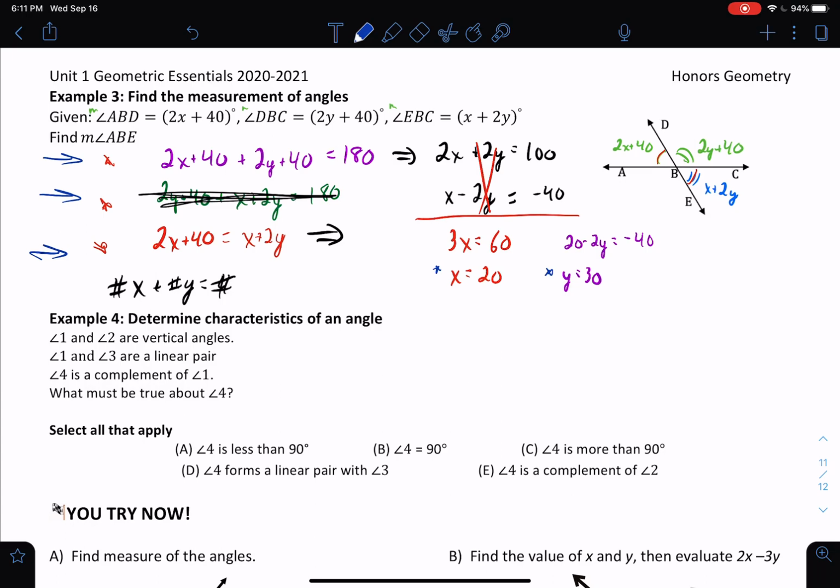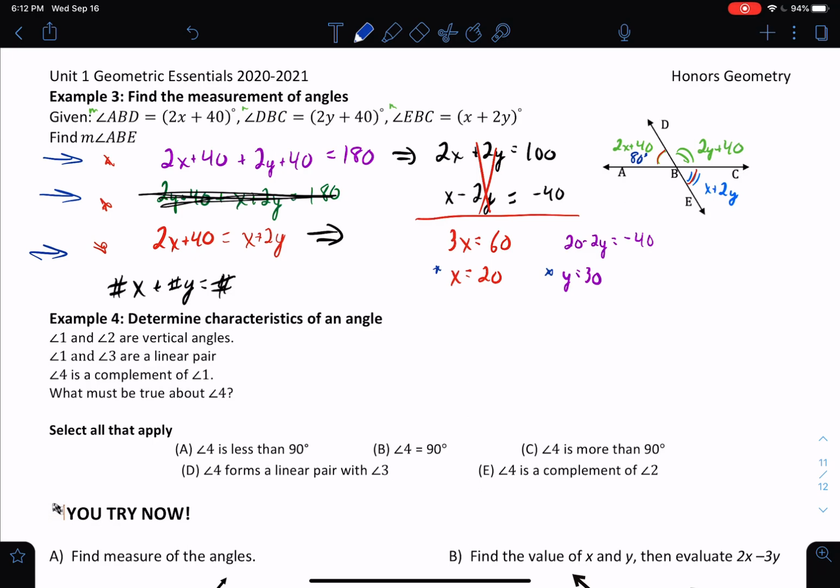So what I'm going to do now is plug the x and the y back into the angles that I started with to figure out what the measures of those angles actually are. Okay? So the measure of angle ABD, so 2x plus 40, plug in 20 for x. So this angle is going to be 80 degrees. For DBC, 2y plus 40, plug in 30 for y.